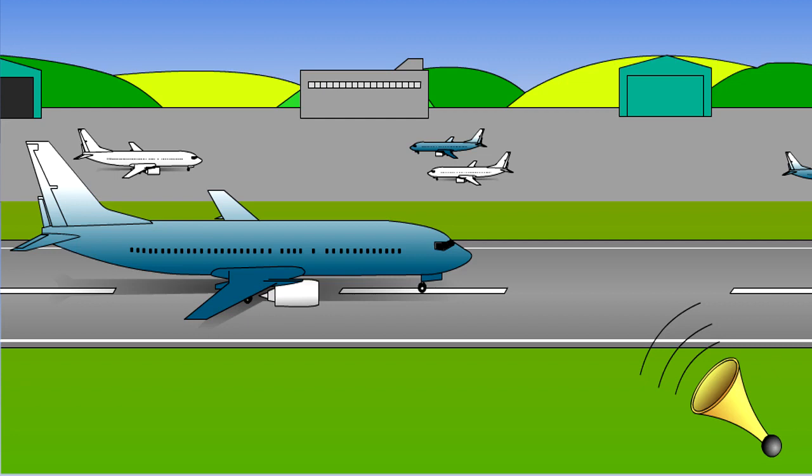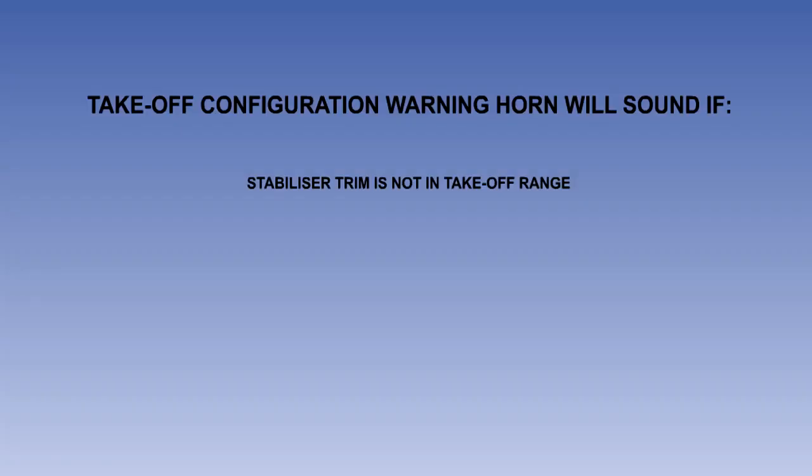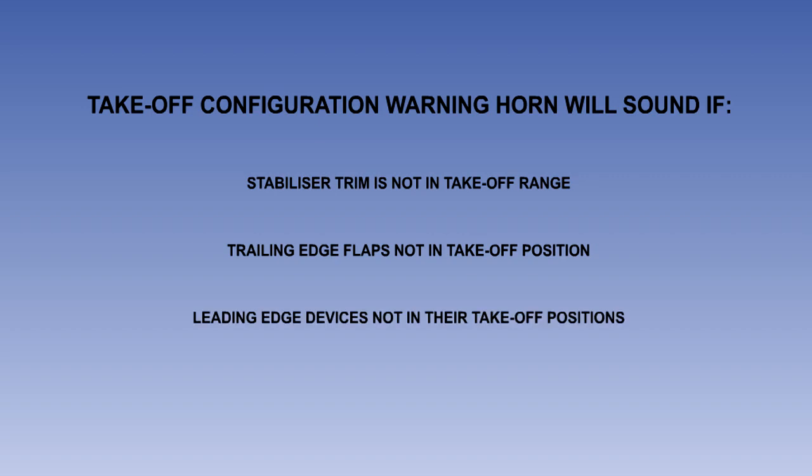The horn will sound if the aircraft is on the ground and the thrust levers are advanced for takeoff, and the stabilizer trim is not in the takeoff range, or the trailing edge flaps are not in the takeoff position, or the leading edge devices are not in their takeoff positions, or the speed brake lever is not in the down position.